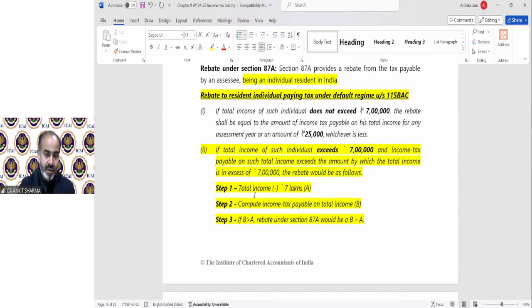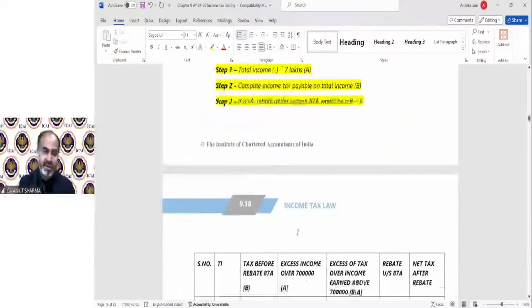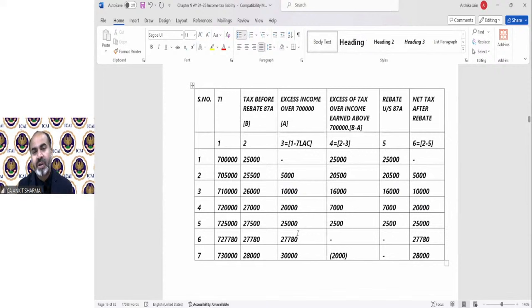Compute income tax payable on total income. So your income has been given as 7,20,000. You need to calculate your tax on 7,20,000. Then step three says, if B is more than A, then you can claim the rebate and the rebate would be B minus A. So maybe you are thinking this is complicated. So let me help you in this.